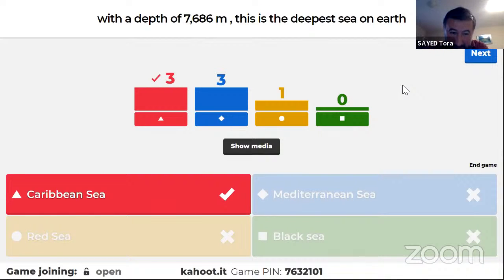So people were split, and the correct answer is the Caribbean Sea. The depth of the Caribbean Sea is 7,686 meters. That's almost 8 kilometers. And to have an idea, 8 kilometers is basically almost the distance between the east and the west part of the mountain. That's quite deep.